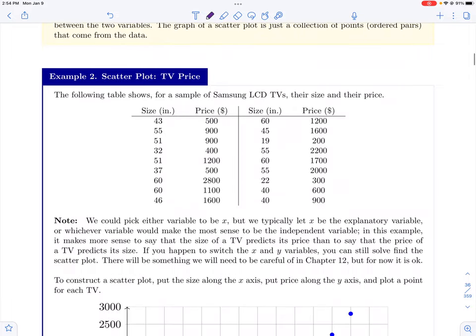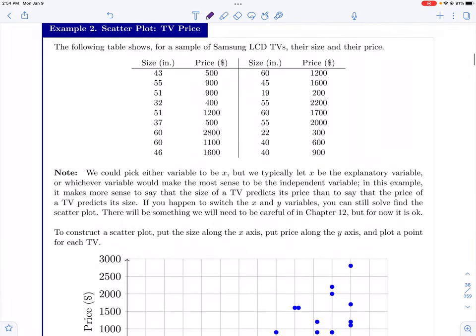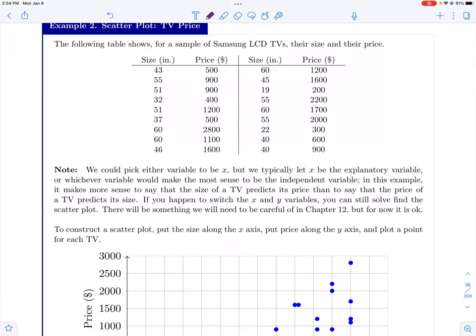So if we look, for example, at example 2, we've got two different variables that are going on. We've got the size of a TV and the price. And so if we look, the size in this case is going to be our input, or our x variable. The price we're going to think of as our output, or our y variable. And in this case, we just have a lot of data, so that's why we've got our columns broken up two different ways.